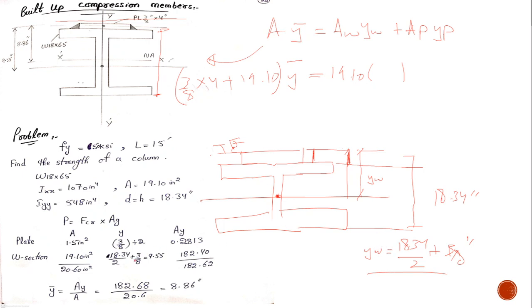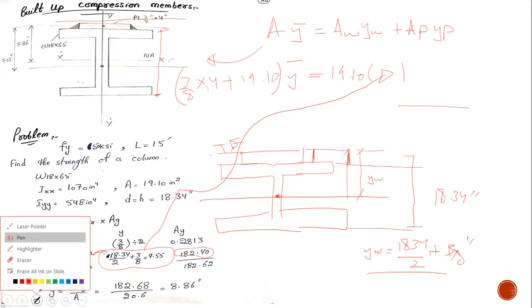I've tabulated it: 18.34 divided by 2 plus 3 by 8. The area of the W section can be placed here easily. If you multiply these two, you will get 182.40. These two have been multiplied to get you 182.40. Okay, the plate again in the next case.